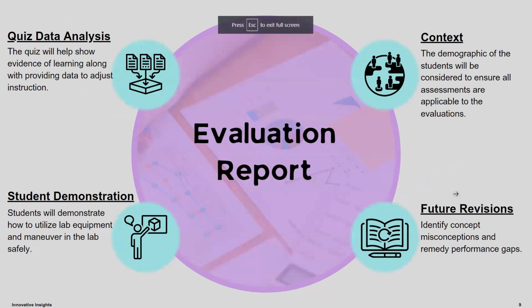Upon the completion of knowledge evaluation through assessments, the data will be analyzed to show evidence of learning, along with providing data to adjust instruction. Student demonstration will also be utilized to determine complete knowledge of lab safety.